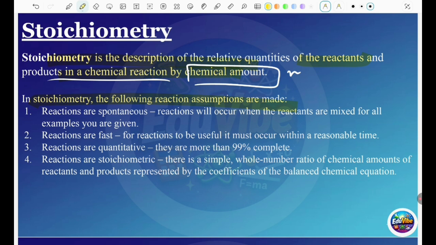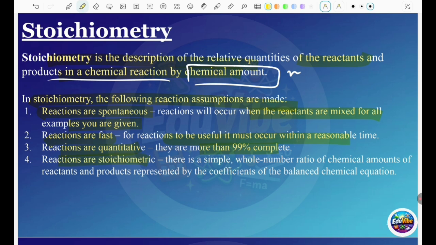We can make four assumptions when we're doing any stoichiometry. First, the reaction is spontaneous. Spontaneous means the reactions are very fast, when the reactants are fixed for all the examples you are given. So this is a very fast reaction. Again, the reactions are very fast and finish within a reasonable time. They complete the reaction within a very short span of time. They are quantitative, because they are more than 99% complete. They have a 99% completion rate. So that's why they are quantitative.